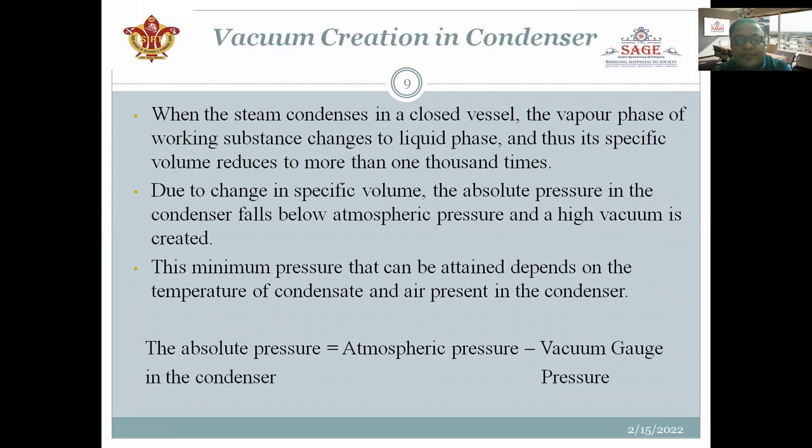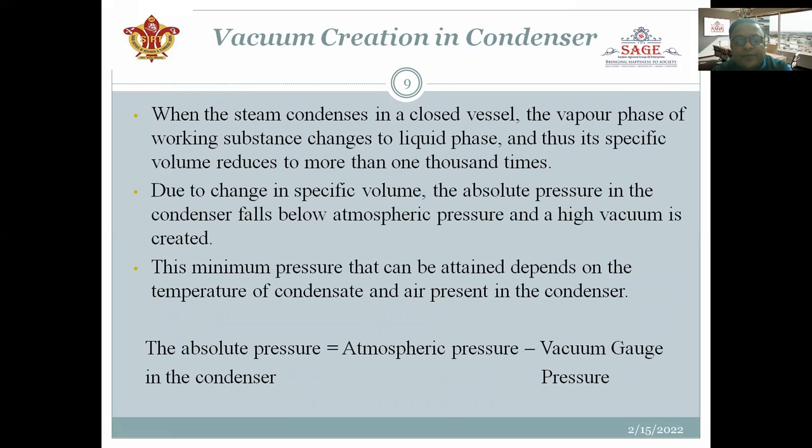When the steam condenses in the closed vessel, the vapor phase of the working substance changes to the liquid phase and thus the specific volume is reduced by more than 1000 times. Due to the change in the specific volume, the absolute pressure in the condenser falls below the atmospheric pressure and a high vacuum is created.